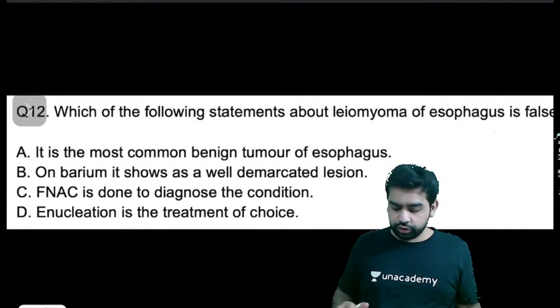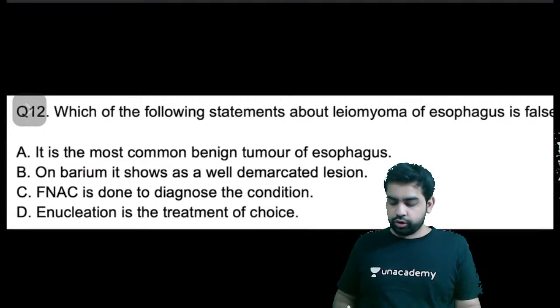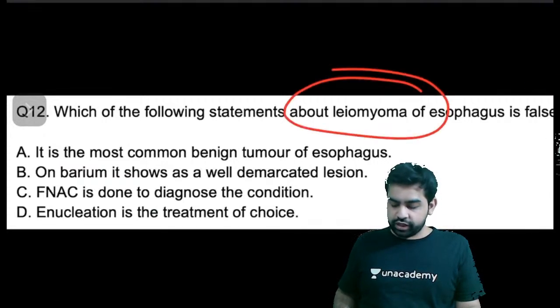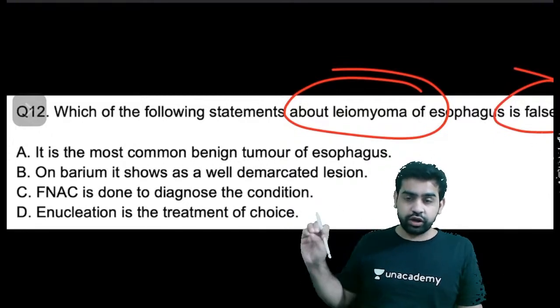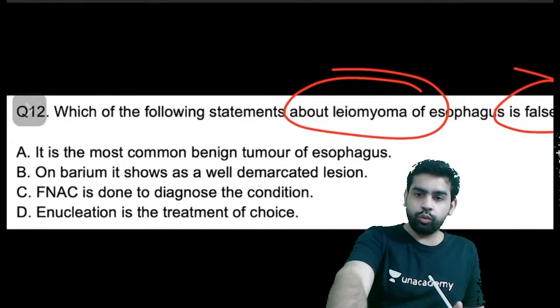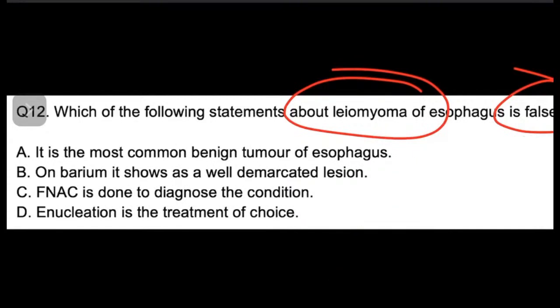Now moving on, guys. Which of the following statements about the leiomyoma of the esophagus is false? Leiomyoma is a benign tumor of the esophagus. I'll just go away so that you can have a look at this question. It is the most common benign tumor of the esophagus. On barium swallow, it shows a well demarcated lesion. FNAC is done to diagnose this condition, and enucleation is the treatment of choice.